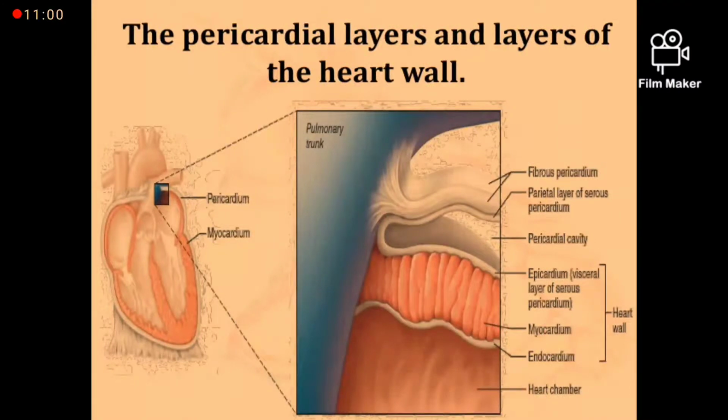The pericardial layers and layers of the heart are visible in this diagram. You can see, from above downwards or outside inwards: fibrous pericardium, parietal layer of serous pericardium, pericardial cavity, epicardium or visceral layer of serous pericardium, then myocardium, then endocardium and heart chamber. So this is the sequence from outside inwards.